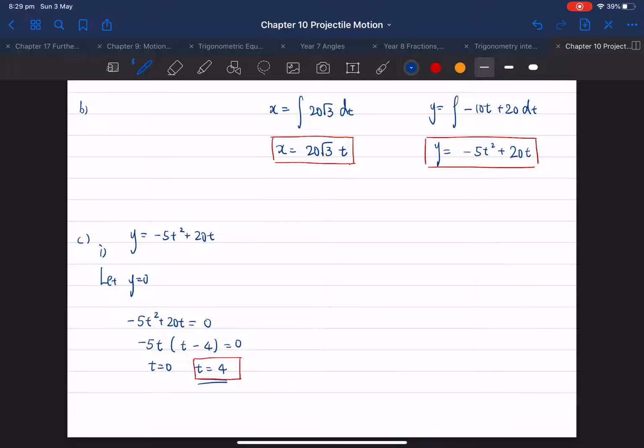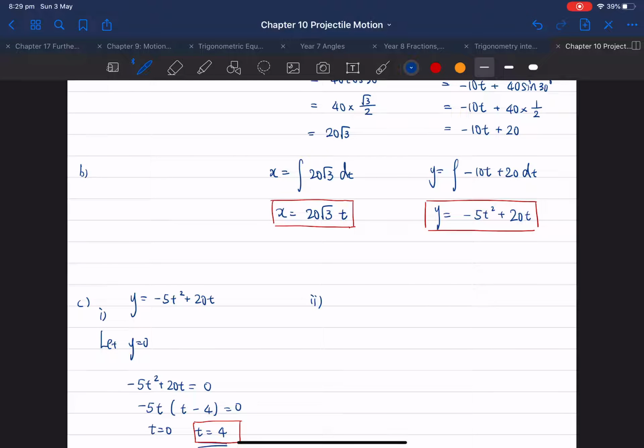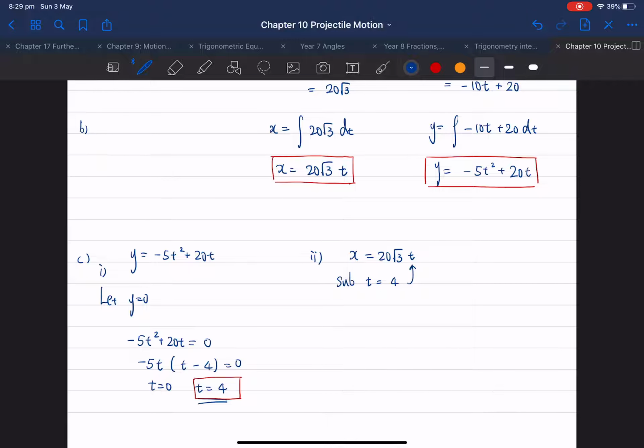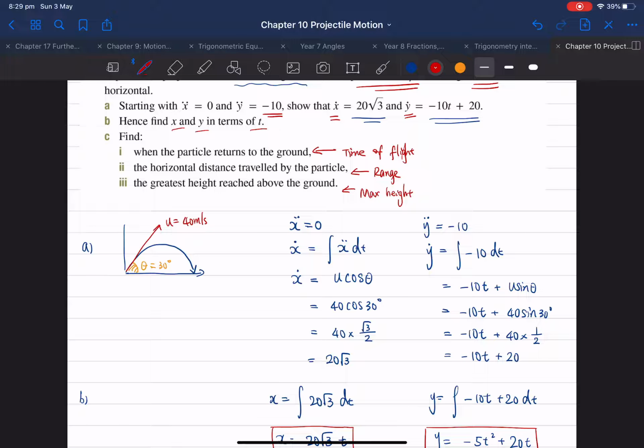Now D, the second part. What is the range, or as the question says, the horizontal distance traveled by the particle? The horizontal distance is x equals 20 square root of 3 t. Now what we need to do is substitute how long it takes for the particle to reach the ground. Well, t equals 4. If we substitute that number inside, we're going to get x equals 20 square root of 3 times 4, and that becomes 80 square root of 3 meters. That becomes the horizontal distance, how far the particle has traveled.